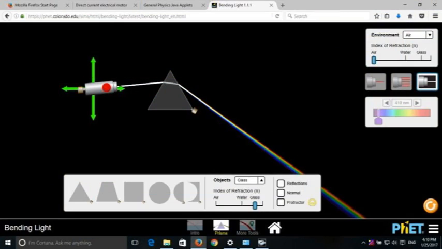Okay, when light travels through a prism, all the white color gets split into different colors, and you call that a spectrum.